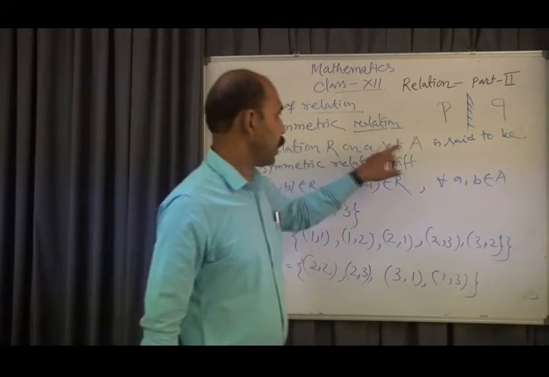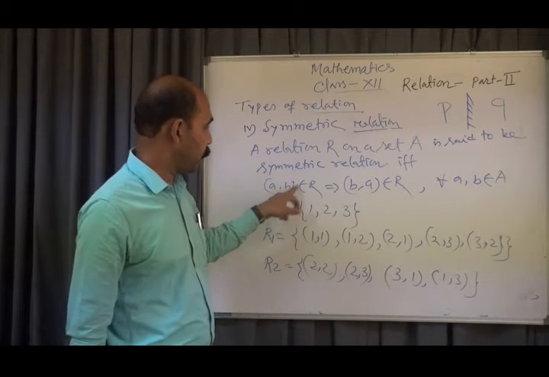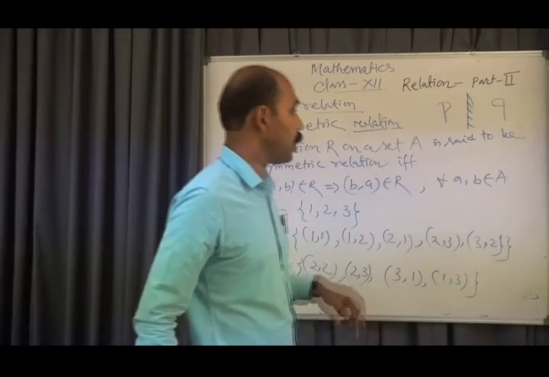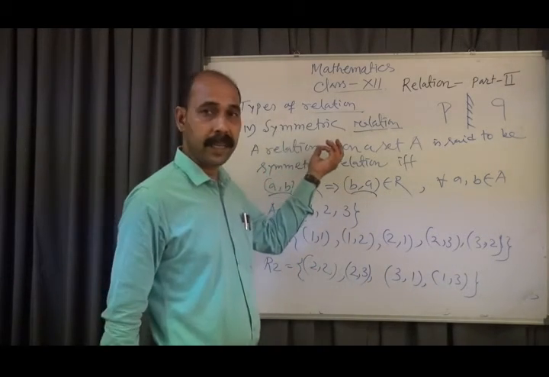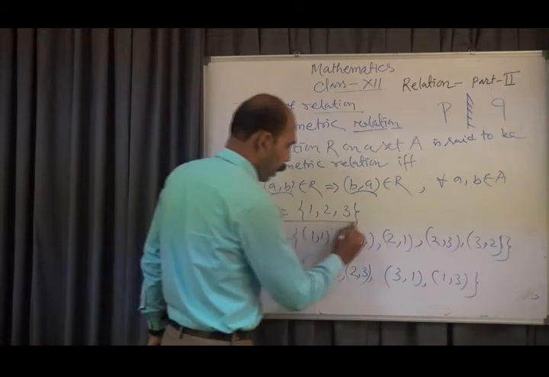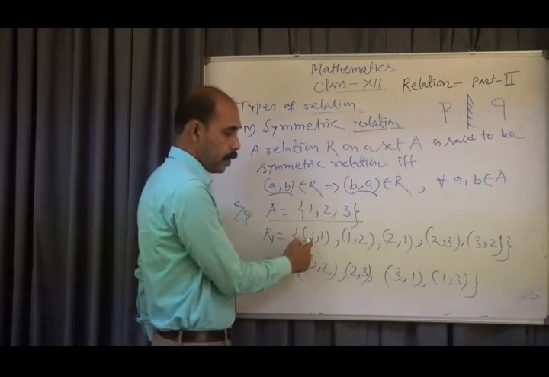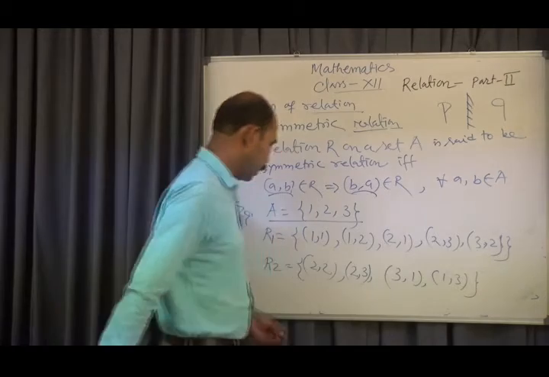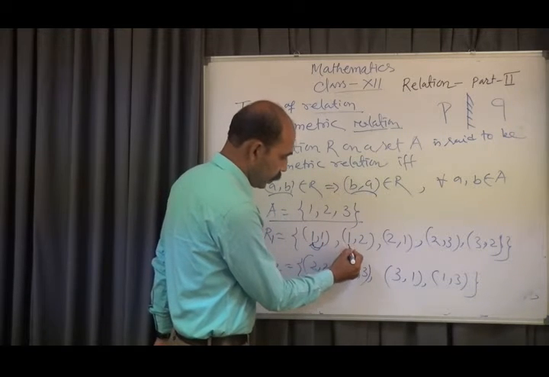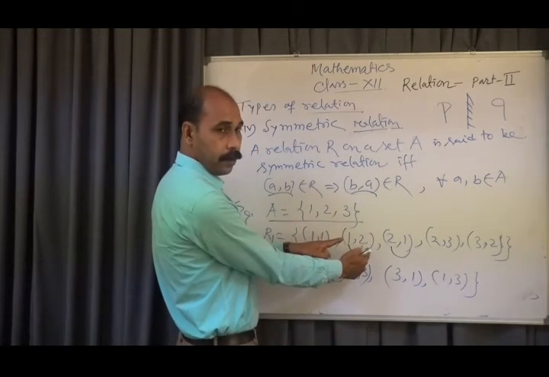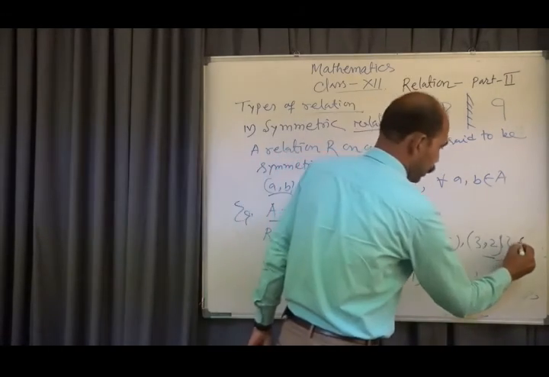A relation R on set A is said to be symmetric relation if and only if (A, B) ordered pair belongs to R implies (B, A) belongs to R for all A, B. Opposite: A related to B, then you will show B is also related to A, then it is symmetric relation. As for example, A equals 1, 2, 3. Now if I write two relations across A, R1 equals (1, 1), (1, 2), (2, 1), (2, 3), (3, 2). You see that (1, 1), if I interchange this value, it is there. (1, 2), its interchange (2, 1); (2, 3), its interchange (3, 2), it is there. So it is symmetric relation.